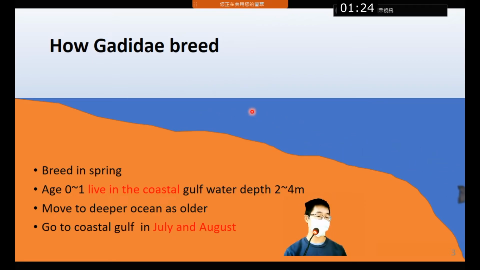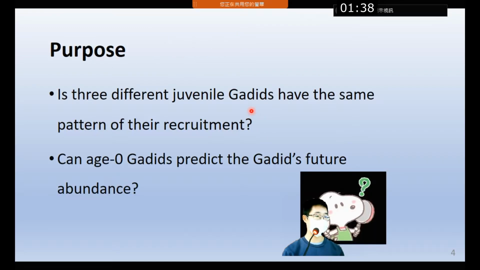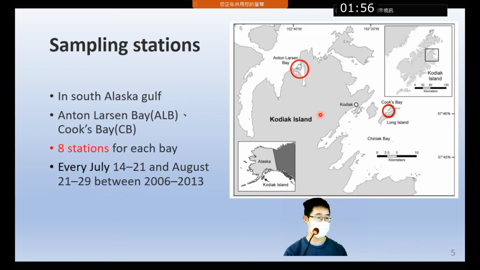But we can observe whether the juvenile gadid or the adult gadid, they will move back to the coastal Gulf in July and August. So the purpose is to see if 3 different juvenile gadids have the same pattern of their recruitment in age 0. And can age 0 gadids predict the gadid's future abundance?